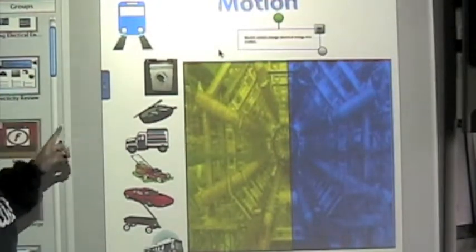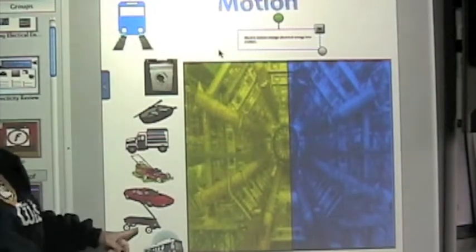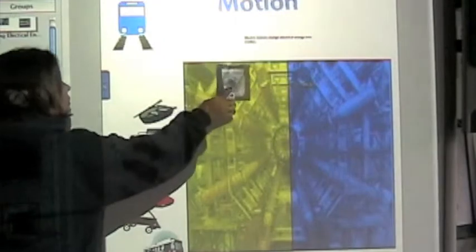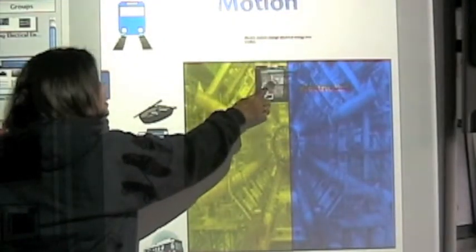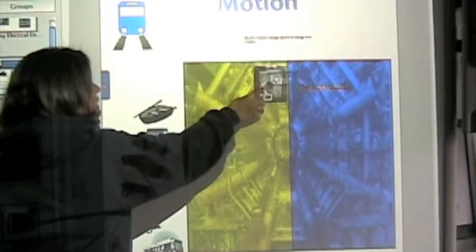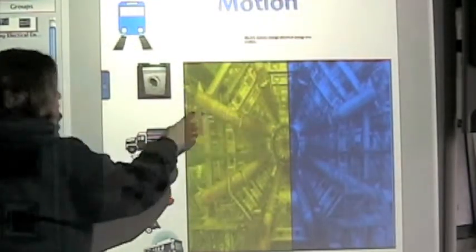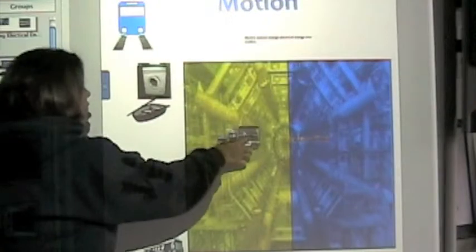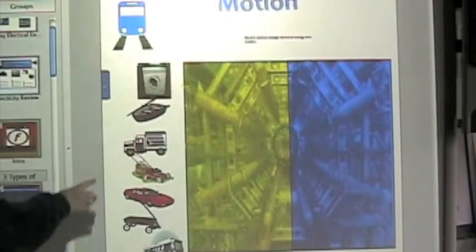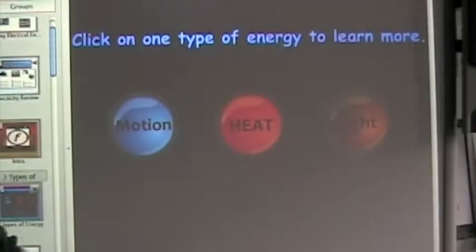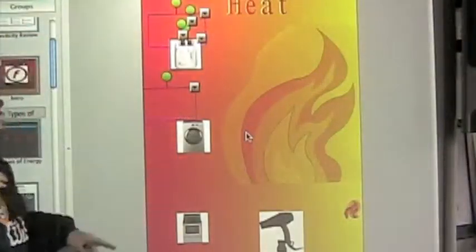So what they're going to do is they will choose one of the pictures and they will drag it over into the box, and if it is an example of motion, it will say electric. If not, then it will go behind the box, and the same with all the rest of the pictures. So then we'll go back to the main page and we'll move on to heat.